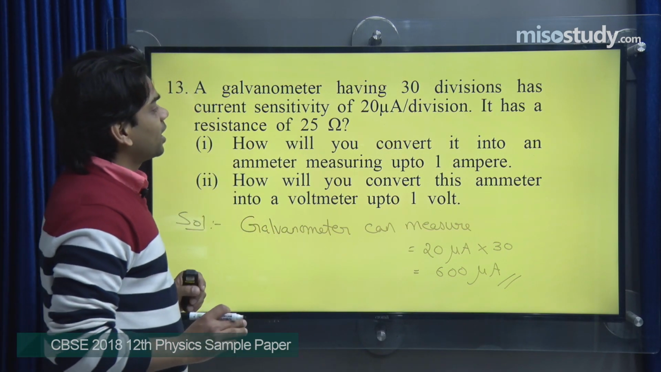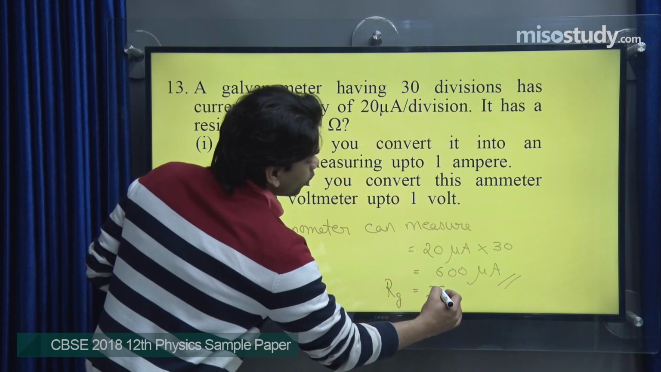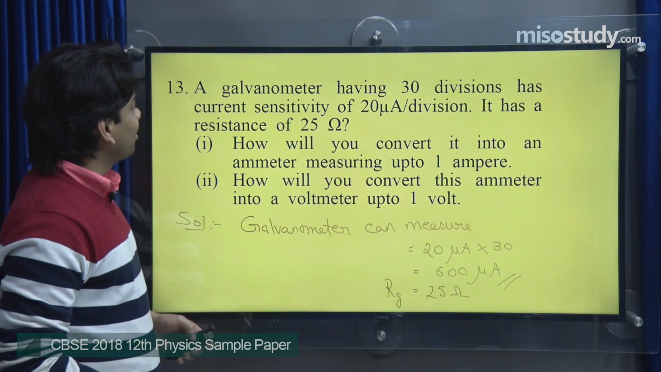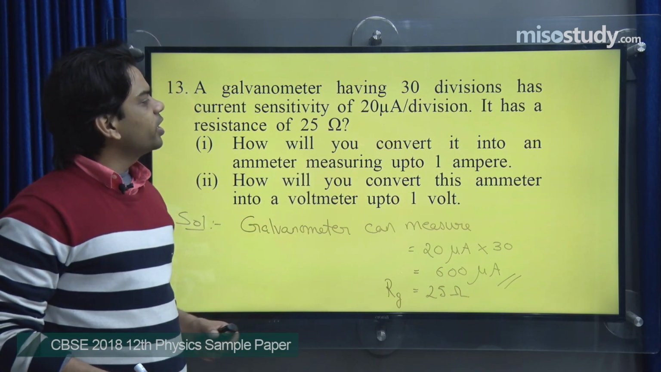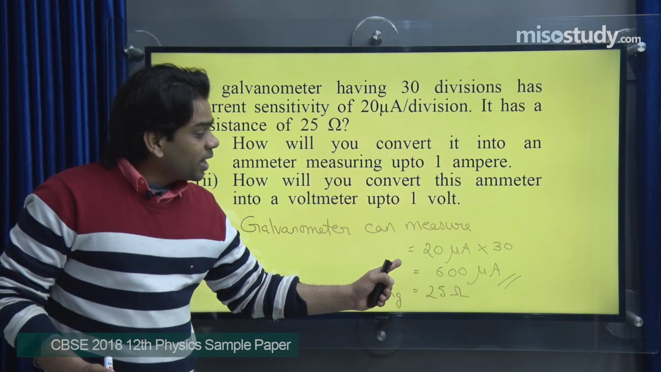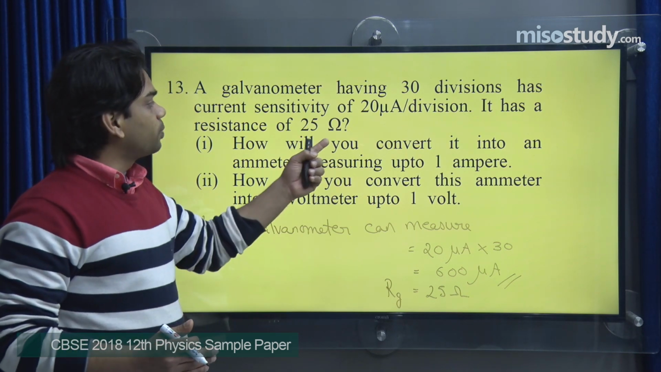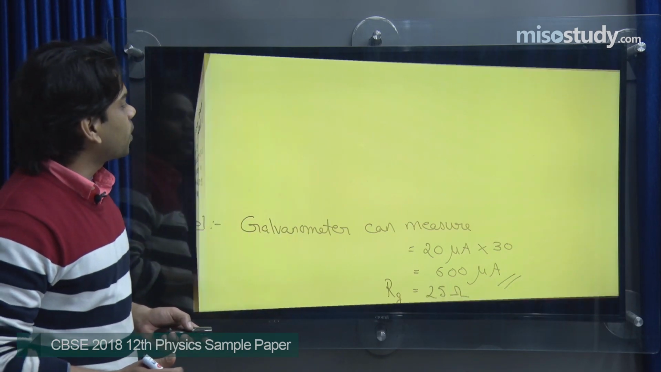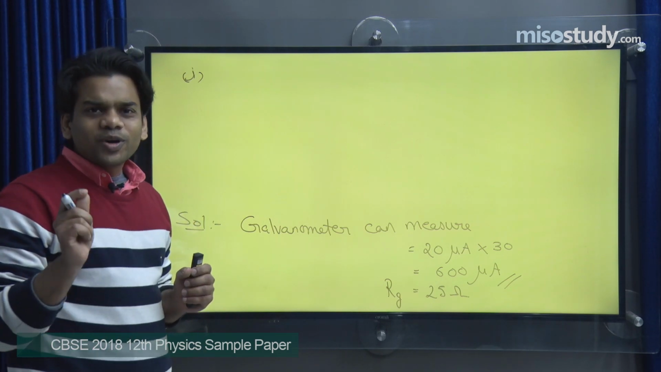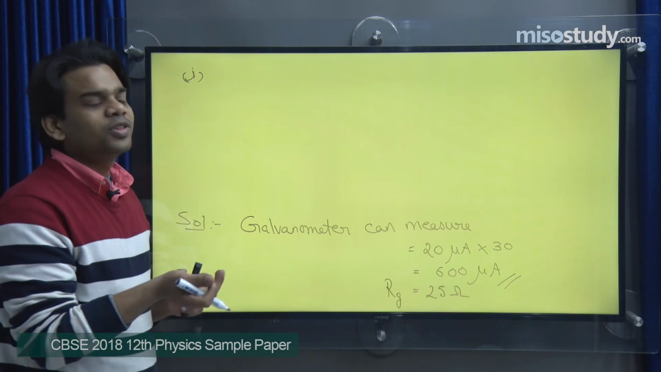Now its resistance is given as 25 ohm. So what I am writing, resistance of galvanometer Rg is equal to 25 ohm. This is the value of resistance of galvanometer that's given. First part of the question: how will you convert it into an ammeter measuring up to 1 ampere? The maximum current that can flow is 600 microampere. Now how to convert this into an ammeter to measure up till 1 ampere? First of all, let's solve the first part. We know that to convert a galvanometer into an ammeter, we connect a resistance, that is a shunt, in parallel with the galvanometer.